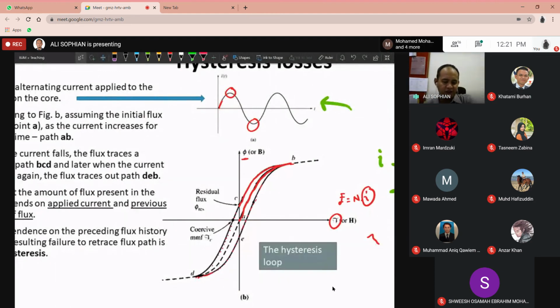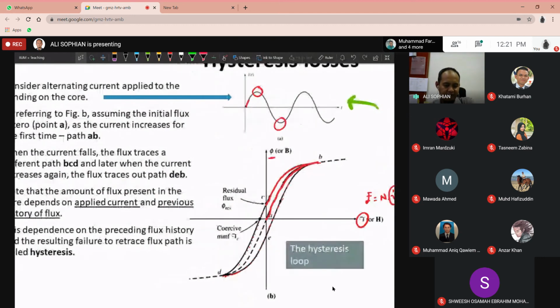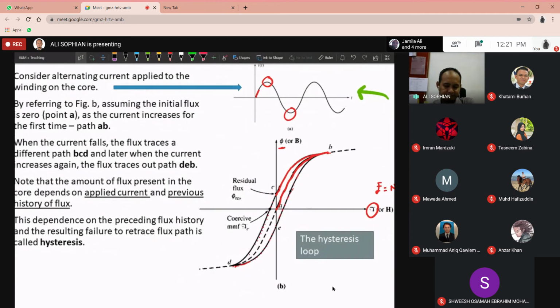And the hysteresis effect is not only happening in this magnetic field, but also in other physical domains as well.